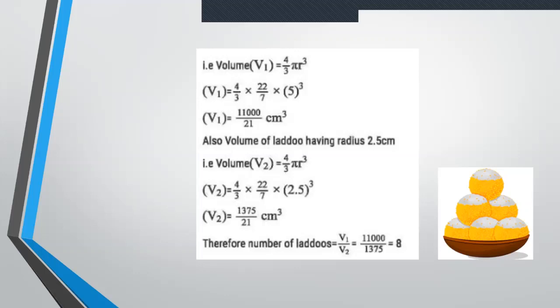Easy way out. 4 upon 3 pi, 4 upon 3 pi gets cancelled off. So you're just left with r cube of one and r cube of the other. Don't find the value of r cube. Just keep it, multiply, multiply, multiply. You will see things get cancelled off.